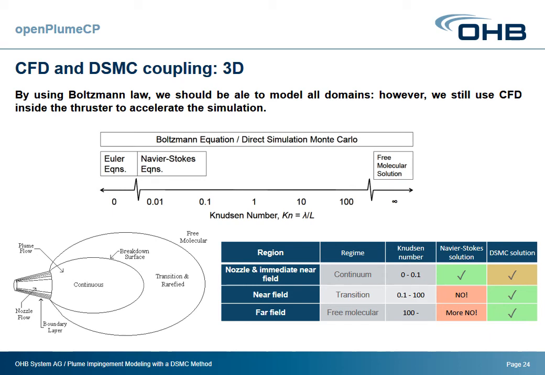So once we have the 2D and once we have the ray tracing, why are we interested in the 3D? As I showed earlier, the 2D DSMC approach will not allow us to calculate the impact on a component located next to the thruster. So by this we are able to do that, and let me show you the method.